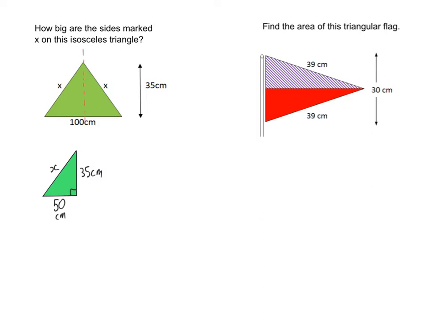I am now working with the type of diagram we've been working with all the way through this topic. I've got a right-angled triangle, I know the two short sides, and x is one of my long sides. So x squared is 50 squared plus 35 squared. That will give me 3,725. x is the square root of that.